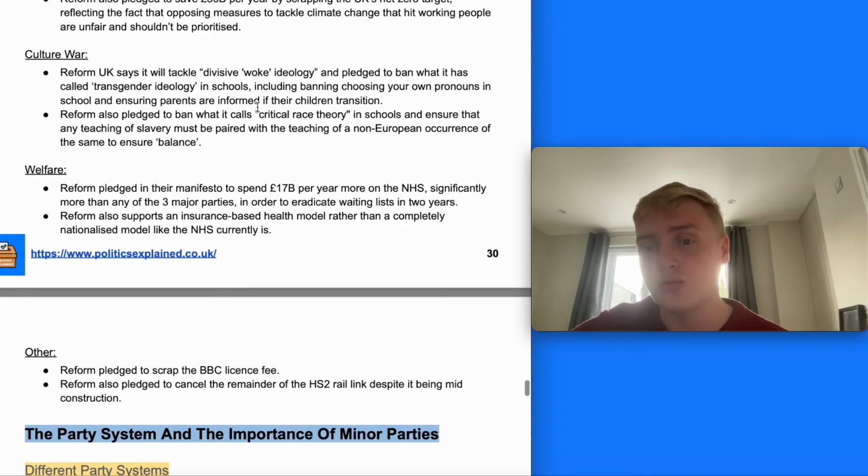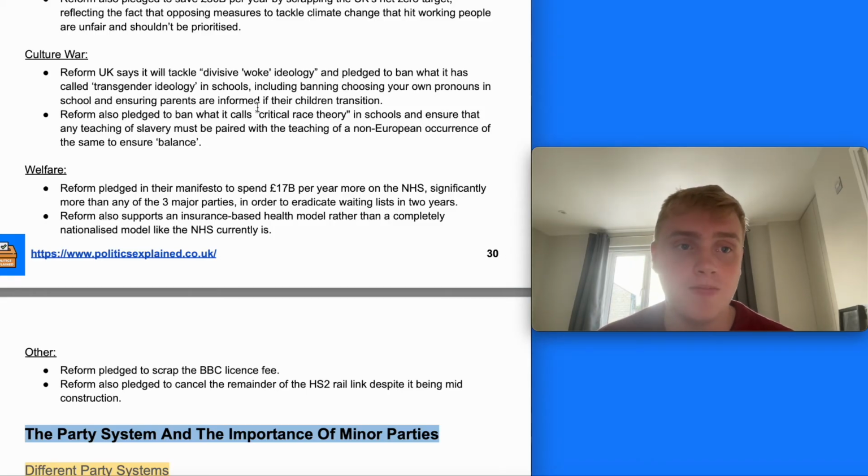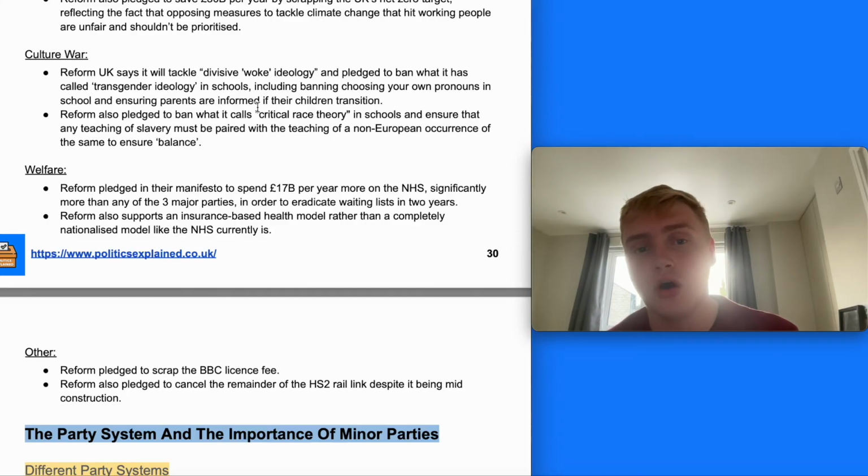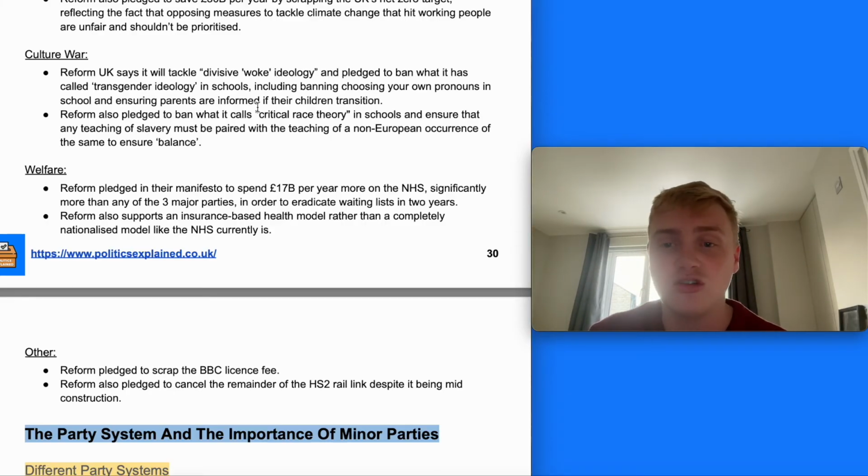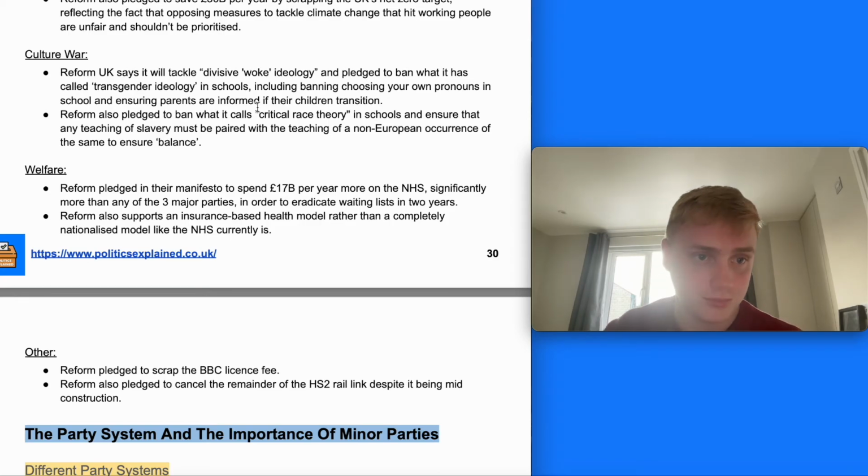And the culture war is also a really important part of their manifesto. It said it will tackle divisive woke ideology and pledged to ban what it calls transgender ideology in schools, including banning choosing your own pronouns in school and ensuring parents are informed if their child transitions. Reform also pledged to ban what it calls critical race theory in schools and ensure that any teaching of slavery must be paired with the teaching of non-European occurrences, to ensure what they call balance.